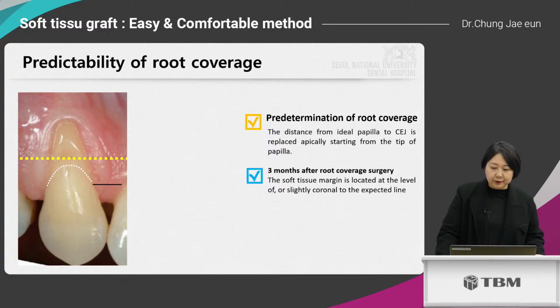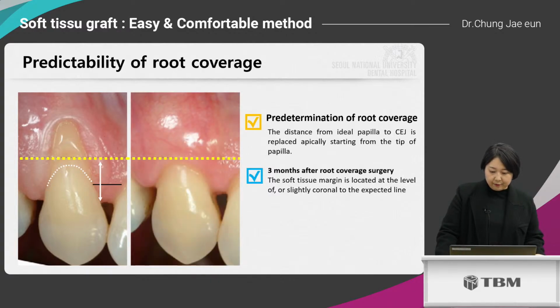The biggest basis for deciding whether or not to do root coverage is how much coverage can be achieved after surgery. The distance from the ideal papilla to the cemento-enamel junction is replaced apically, starting from the top of the present papilla. That is the level you can obtain by the root coverage procedure. It's 3 months after root coverage, and the gingival margin has been restored coronally, slightly more than the expected coverage level.